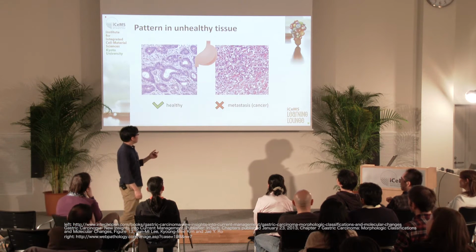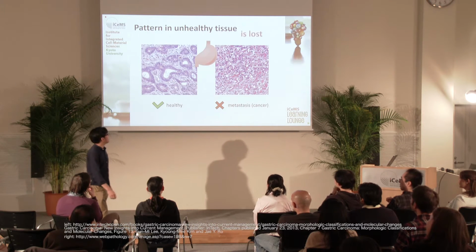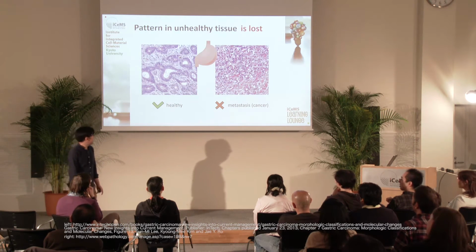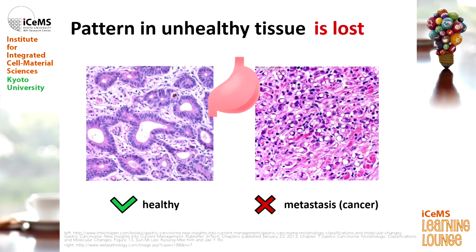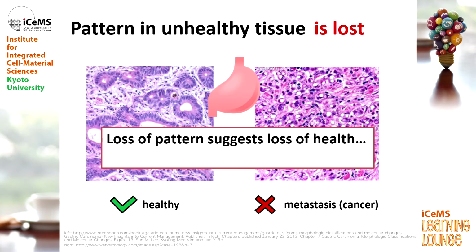When you get unhealthy, sometimes the pattern is lost. And this test, what we have done now, is exactly the same as what medical doctors are doing in the hospital on a daily basis. They know how healthy tissue should look, and if it's gone, then from this changed pattern, they can judge how severe the cancerous stage is. So it's known that the pattern is somewhat related to your health. And if you lose the pattern, you lose your health.